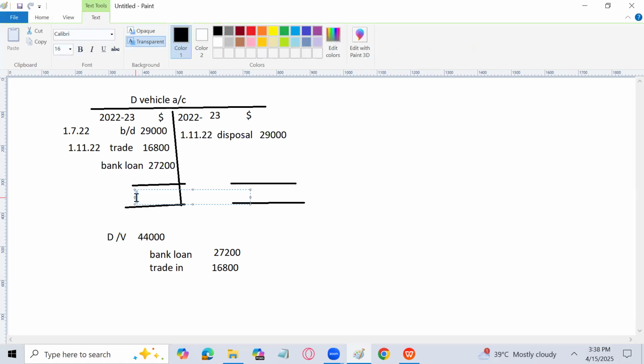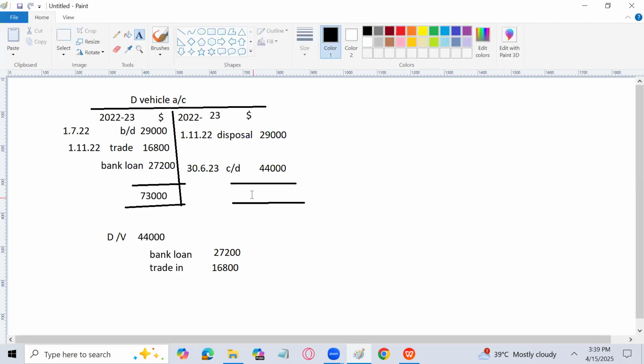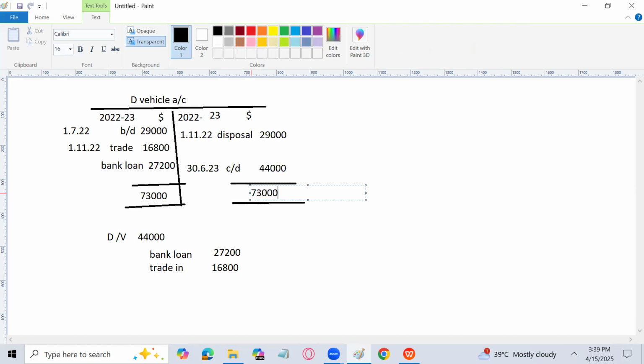Total amount is going to be how much? 29,000 plus 44,000, total 73,000. So 73,000 minus the asset sold, 29,000, we will get again 44,000 as the balance carried down, and that will become the brought down of the next year, 1/7/2023, 44,000 is the brought down. Now let's prepare the provision for depreciation.